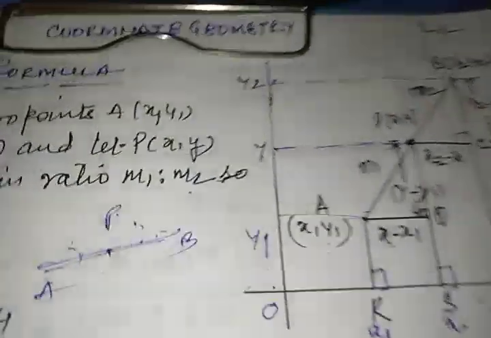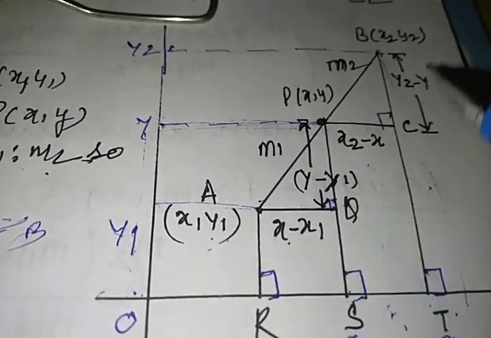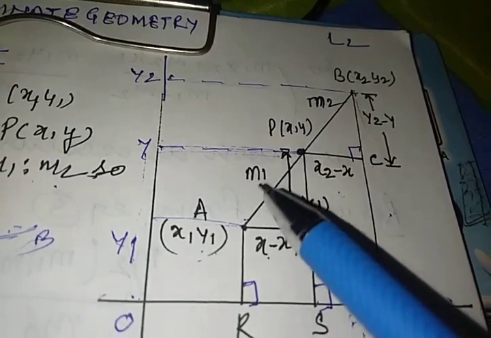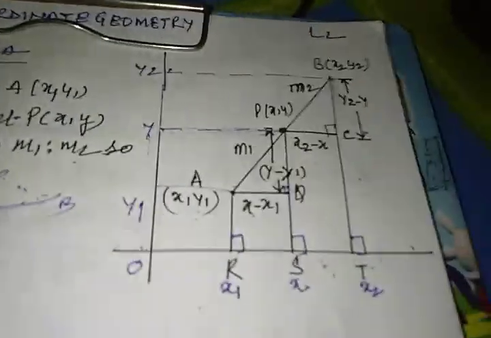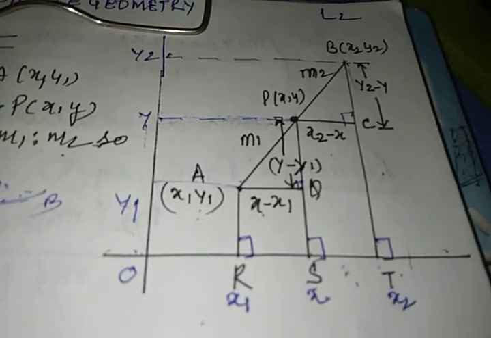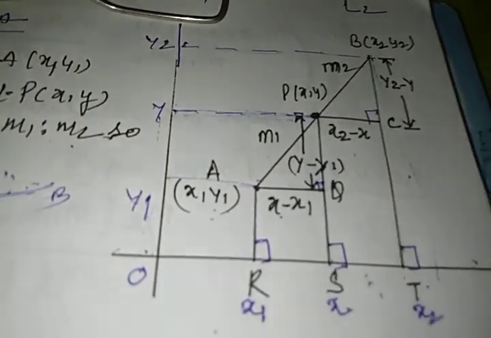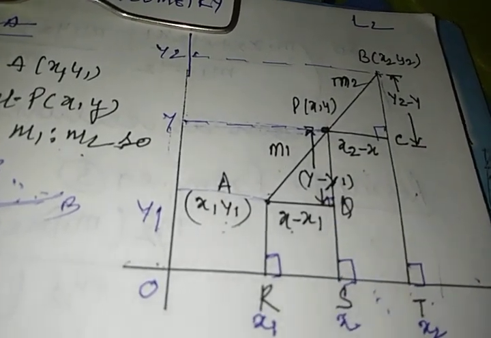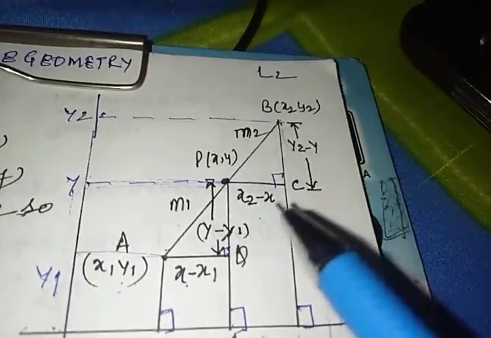Okay, now children, A and B are the 2 points x1 y1, x2 y2, and P is a point xy which divides this line AB in ratio M1 is to M2. This is M1, this is M2. Now here is a new thing which you will learn later in your classes, similar triangles. I'm telling you already, when two triangles are similar, then their corresponding sides are proportional.